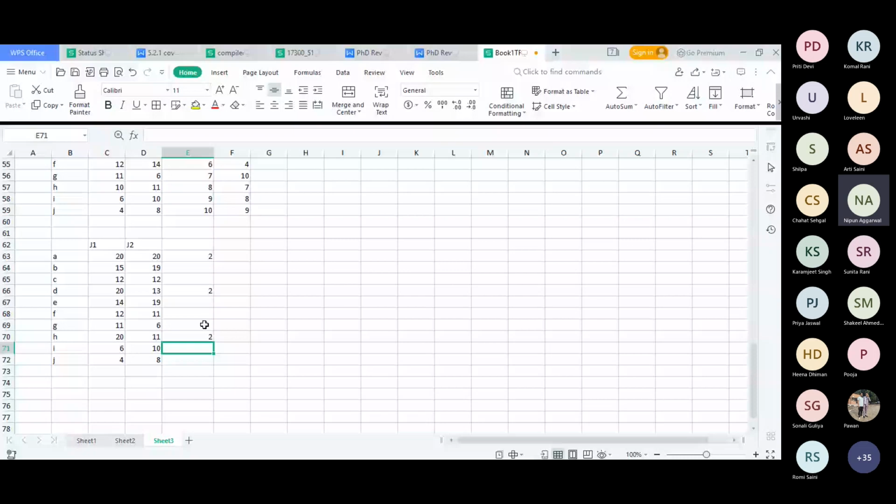So 2, 2, 2. Then below 20 we have the number 15. So which rank will that be? Ranks 1, 2, 3 we have already consumed in this average. So the next rank is 4.